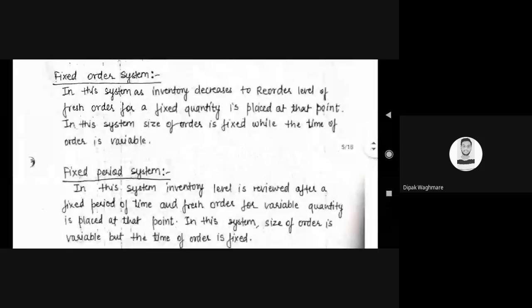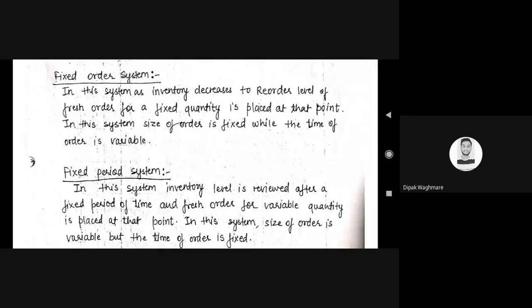Second is the inventory review system: Q system and P system, fixed order and fixed period. Today our point is the fixed order system and the fixed period system. A fixed order is where the amount is fixed, while the time may be constant or variable. But in the fixed period system, the time of ordering is fixed, and the amount of the order is different.